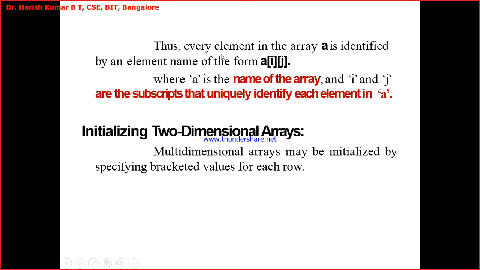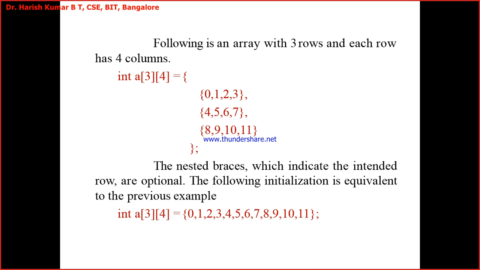Now, in a 2D array, if you want to identify or locate an element, you have to make use of both the subscripts, the row subscript and the column subscript. So now we'll discuss how to initialize a two-dimensional array. Again, this 2D array can be initialized at the time of compilation, that is, at the time of declaration. First, we'll try to understand how to initialize a two-dimensional array at declaration or compile time.